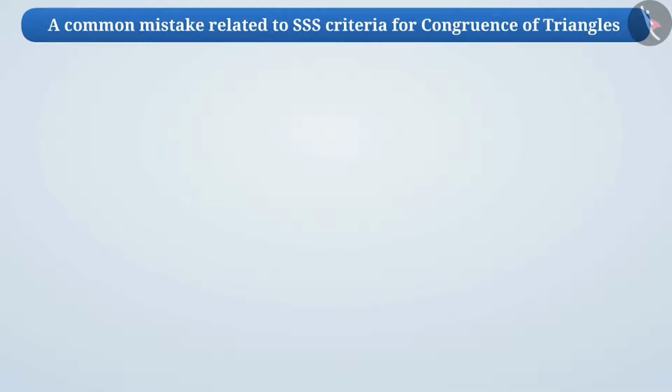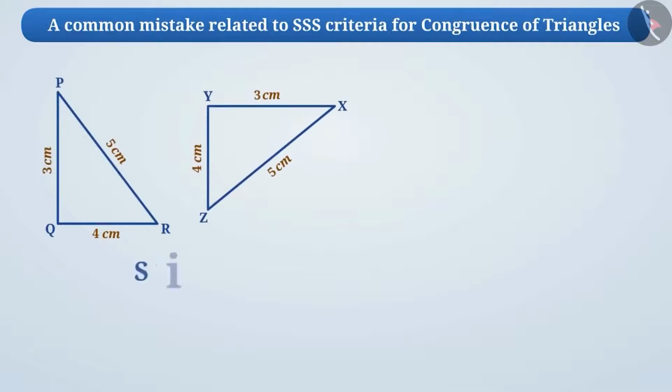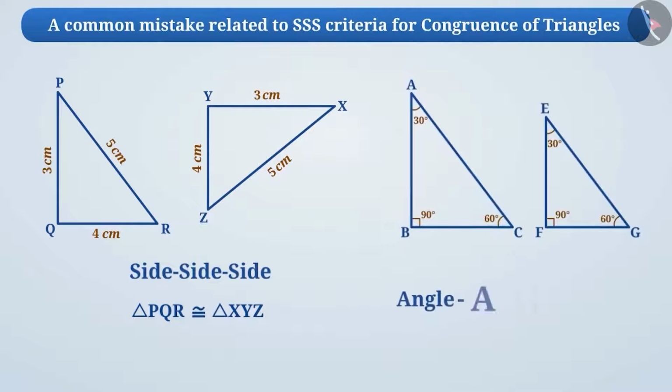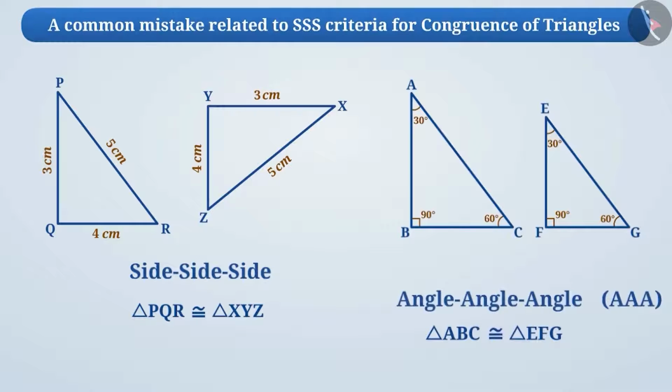Now let's understand the common mistakes children make. When students learn that two triangles can be congruent by the side-side-side criterion, they wrongly begin to believe that two triangles can also be congruent with the angle-angle-angle criterion. This misconception is termed the AAA criterion. Let us discuss whether this understanding is right or wrong.